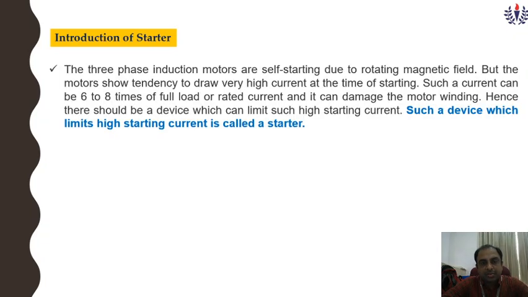The three-phase induction motors are self-starting due to the rotating magnetic field, but the motors show a tendency to draw very high current at the time of starting. Such a current can be 6 to 8 times the full load or rated current, and it can damage the motor winding. Hence, there should be a device which can limit such high starting current. Such a device which limits high starting current is called a starter.